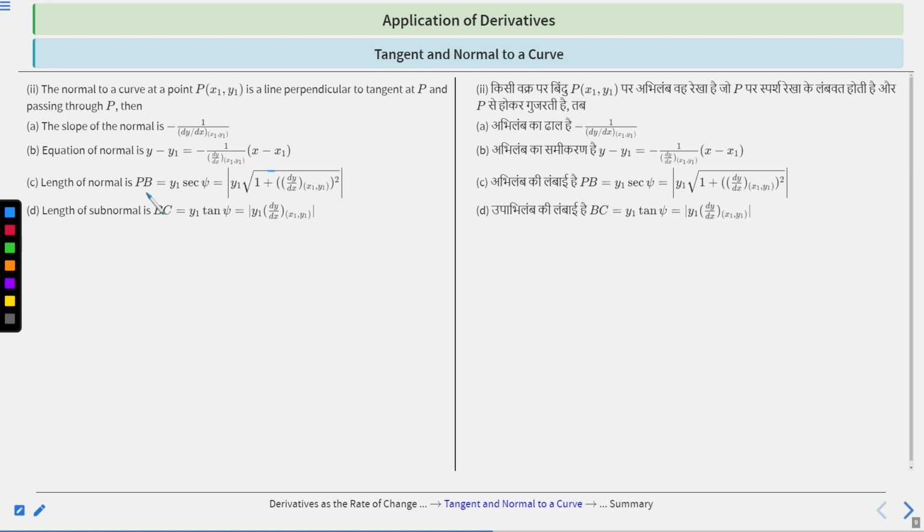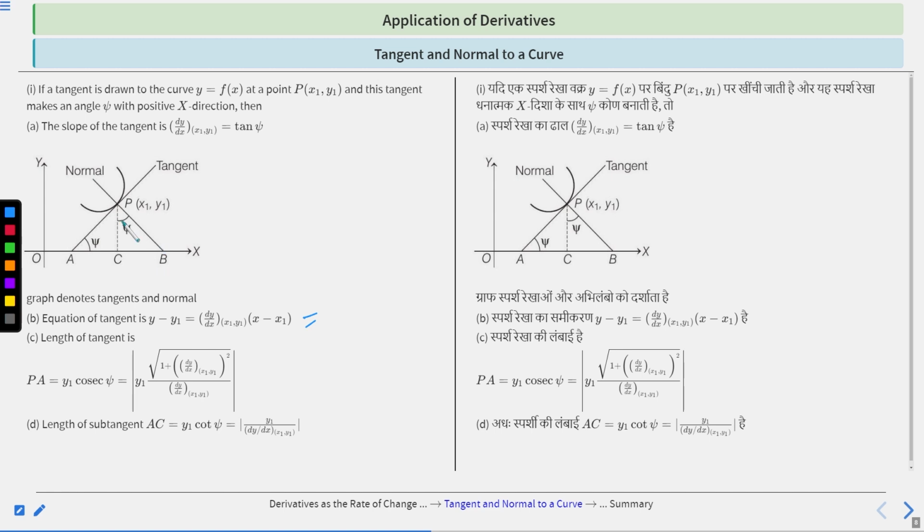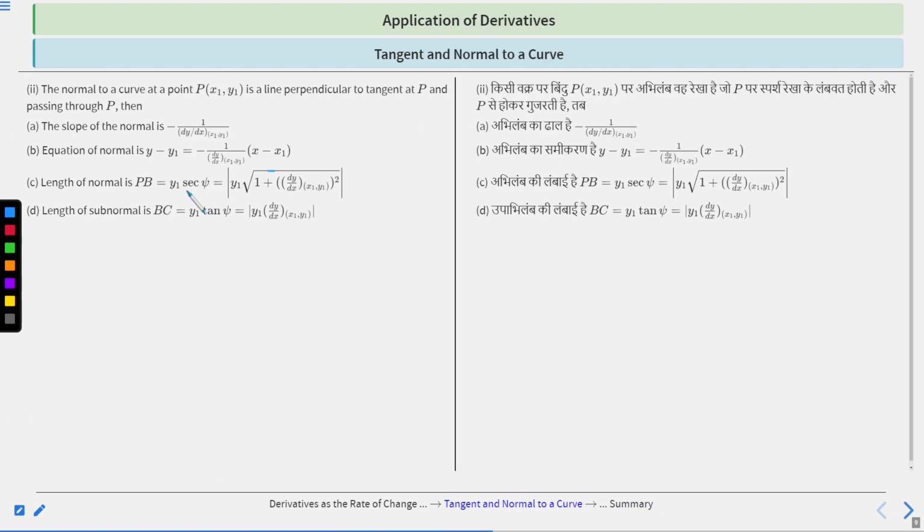Right, the length of the normal is basically PB. Clear? So PB can be written as C. Length of normal is y minus y1. Equation of normal is y minus y1 equals minus 1 upon dy by dx at (x1, y1) times (x minus x1).